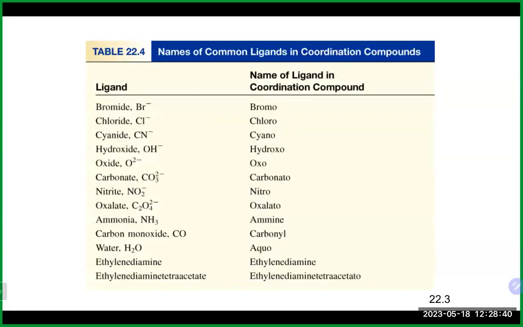And here's a few other ones on this table here. You got carbonate, that's carbonato, and you got oxalate, which is oxalato. I feel like I'm ordering some coffee right now. I'll take a carbonato with an oxalato and, easy on the aqua, I don't want all that stuff.